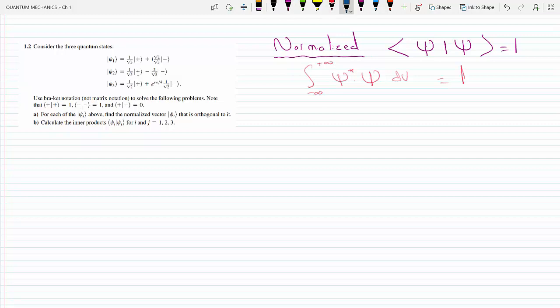So orthogonal means, if I say psi 1, psi 2, the answer here would be 0. That's what this means mathematically.